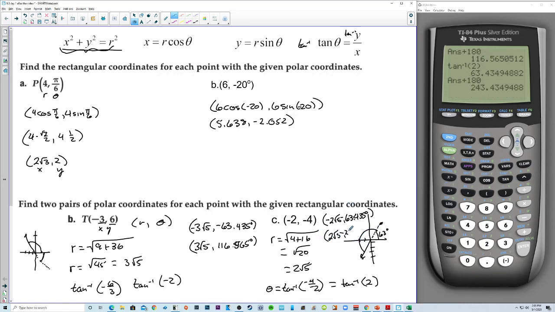And that's going to be 243.435 degrees. There we go. So again, we have to know where we're at because we're going to use inverse tangent to find it. And inverse tangent uses principal quadrants.